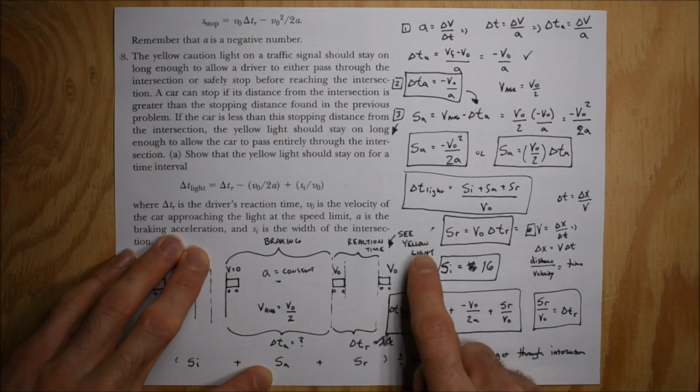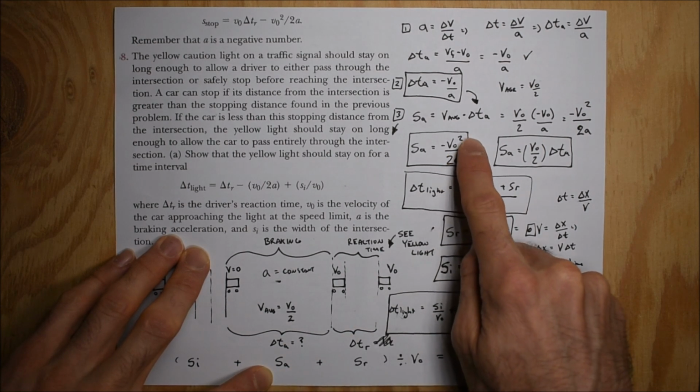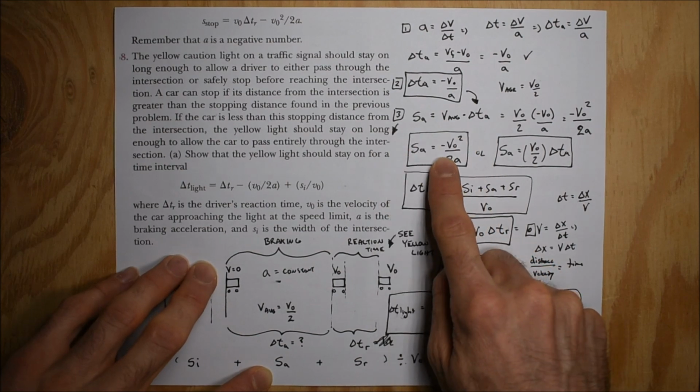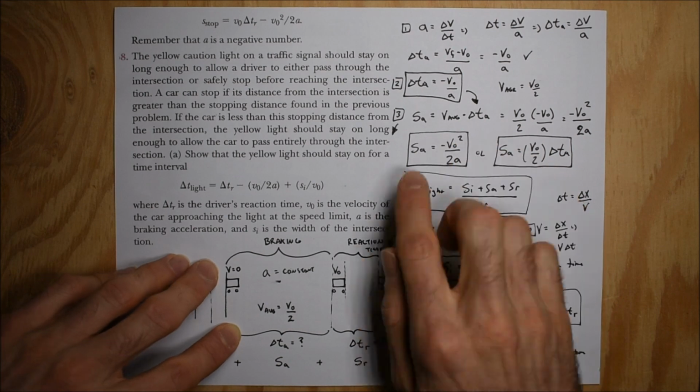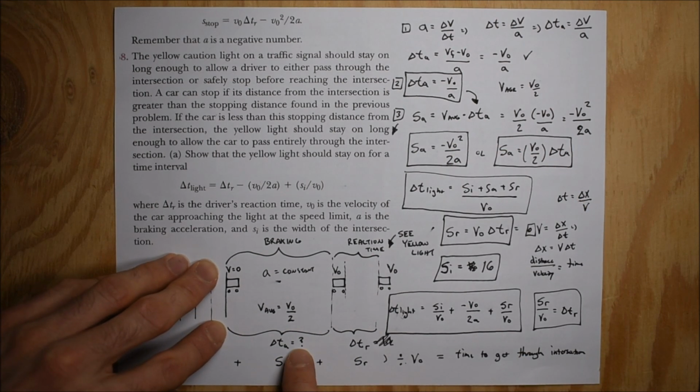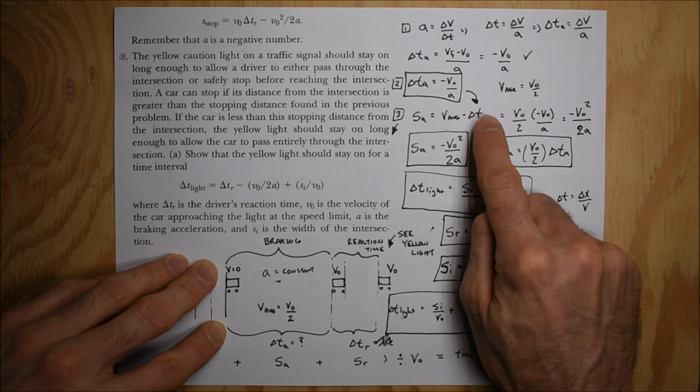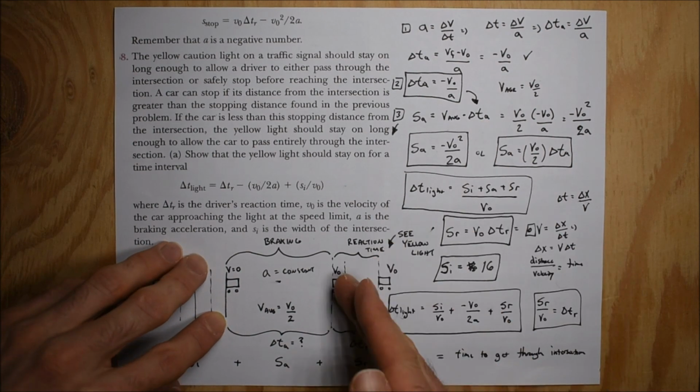Well, let's see. Right here, I have S_A equals negative V naught squared over 2a. So why is it so confusing? Well, right here I wrote it in. This is why you have to start with the simple stuff. This distance right here is your average velocity times the change in time for your braking.